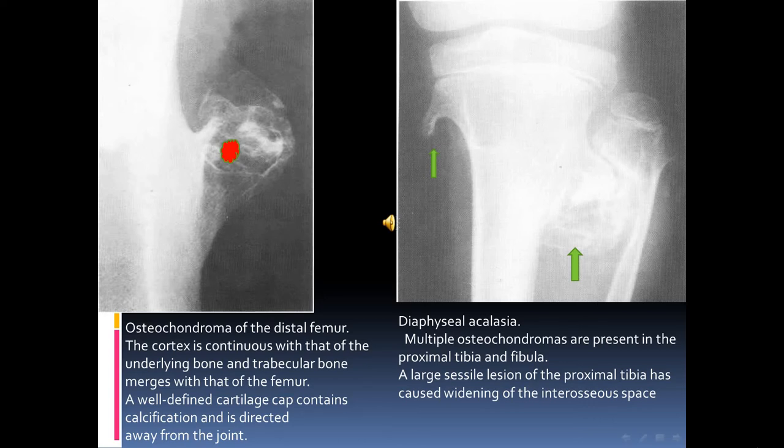So in the image on the left we can see dense bone surrounded by a low dense area which is the cartilage. This is the exostosis or benign osteochondroma. This type of tumor is usually benign, although sometimes there are changes in the cartilage that may be more going with malignancy.